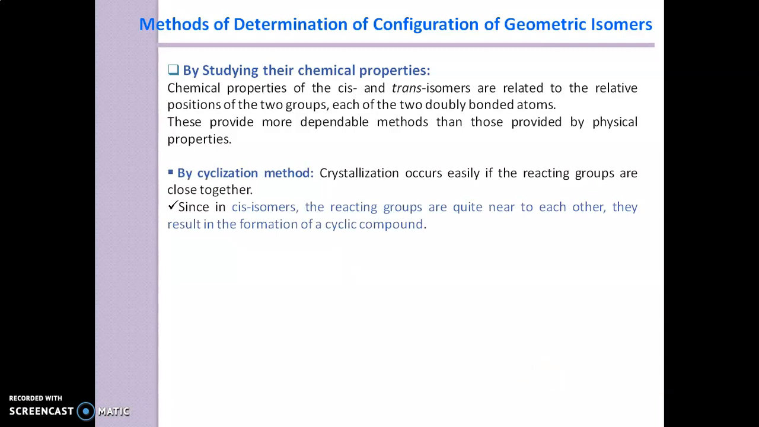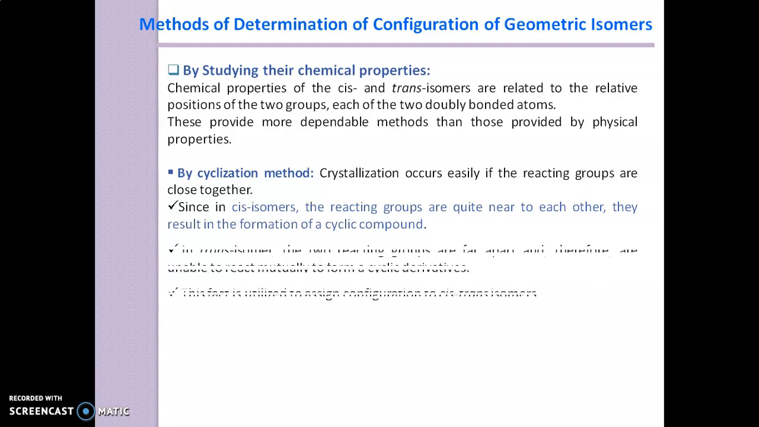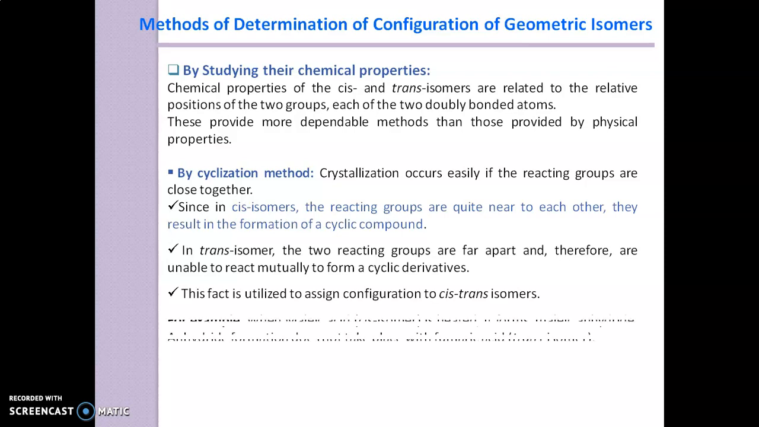Cyclization occurs easily if the reacting groups are close together. Since in cis isomers the reacting groups are quite near to each other, they result in formation of a cyclic compound. But in the trans isomer the two reacting groups are far apart and therefore are unable to react mutually to form cyclic derivatives. This fact is used to assign configuration to cis trans isomers.